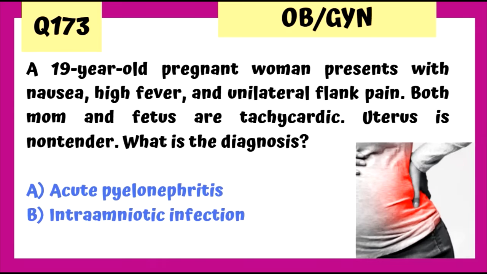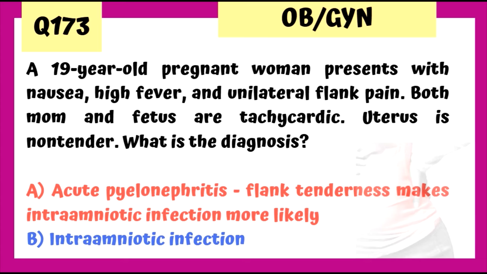173, a 19-year-old pregnant woman presents with nausea, high fever, and unilateral flank pain. Both mom and fetus are tachycardic. Uterus is non-tender. So the unilateral flank pain and fever remind us of acute pyelonephritis, and that's what's going on over here, as opposed to intraamniotic infection, which is a diagnosis of exclusion. We have the unilateral flank pain that makes this acute pyelonephritis more likely.